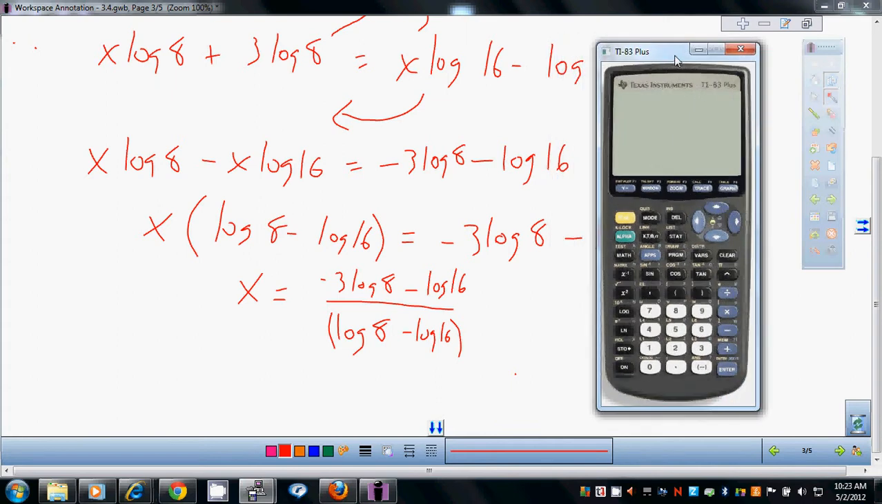No. Good question. No, I didn't. This subtraction I didn't do anything with. I'm dividing because this is being multiplied.